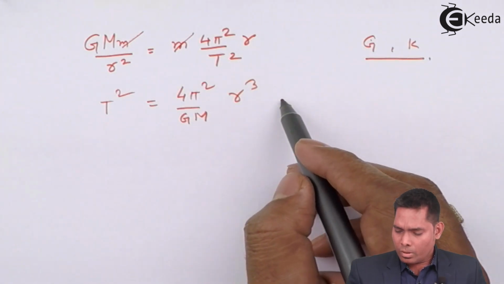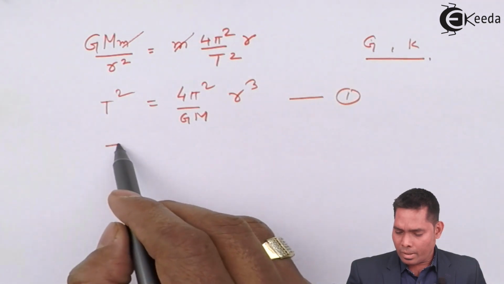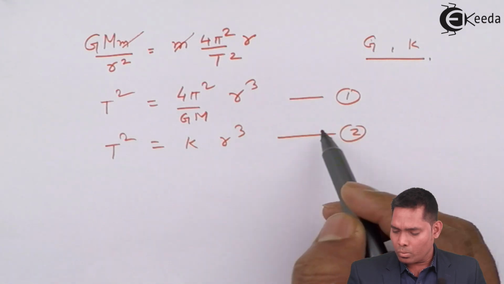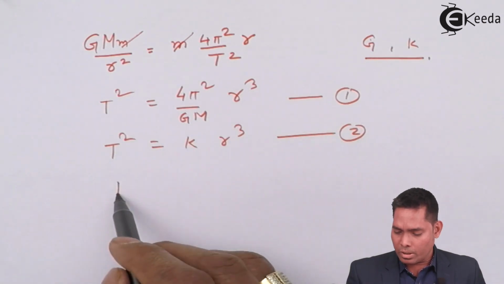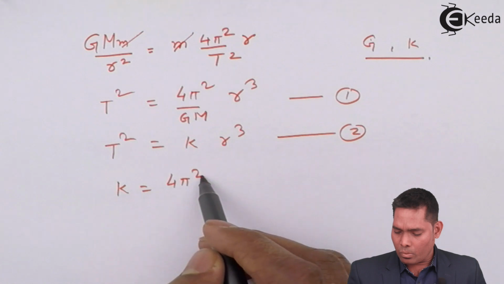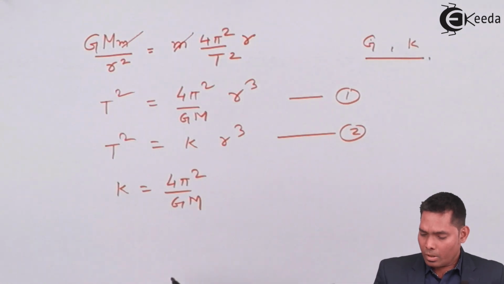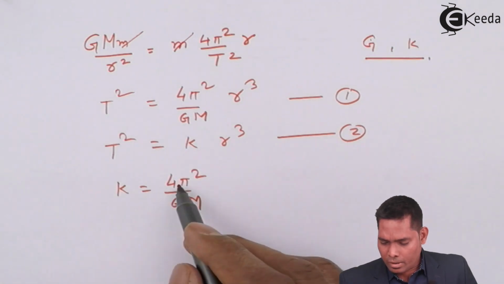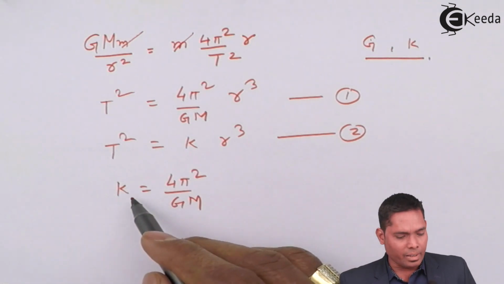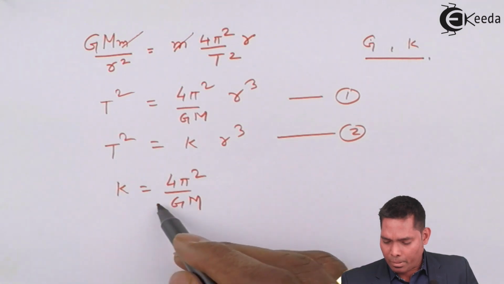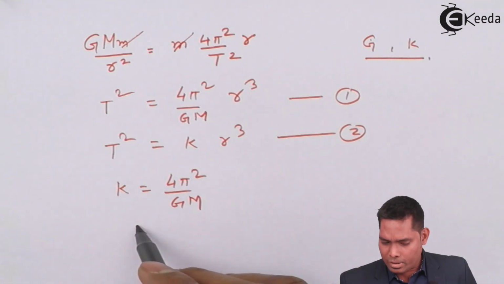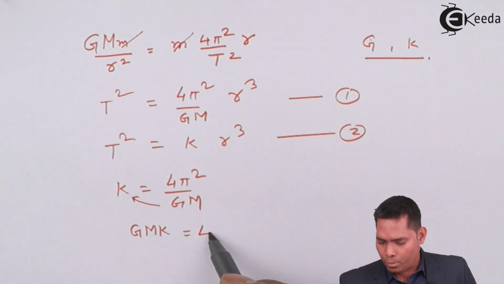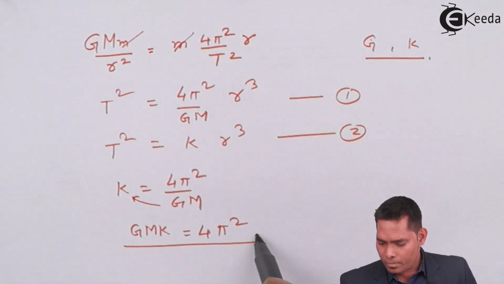If I say this is equation 1 and I already have the equation T square is equal to K r cube, equation 2. If I compare these two equations, then K equals 4 pi square over G M. If this is the situation, this is how they are related, G and K. So if I multiply this here, take it to that side, then that is G M K, this will go to this side, equals 4 pi square.